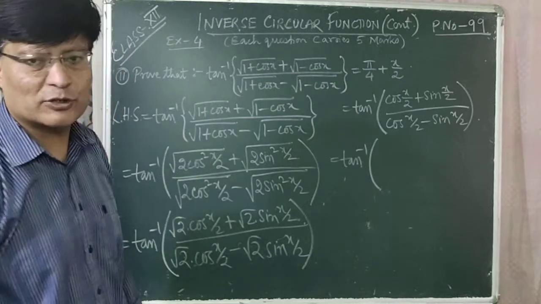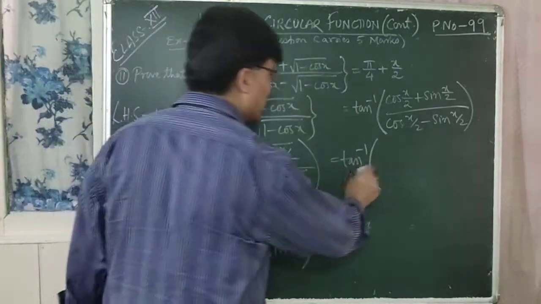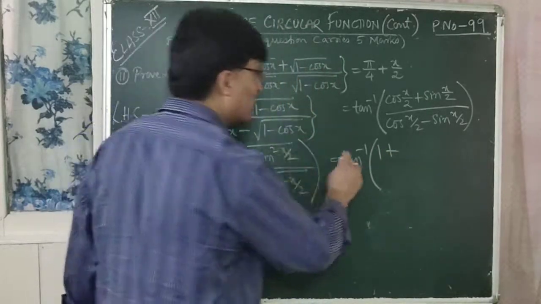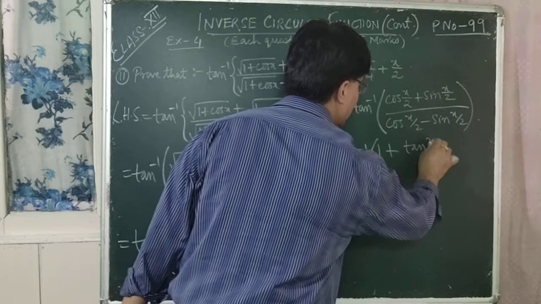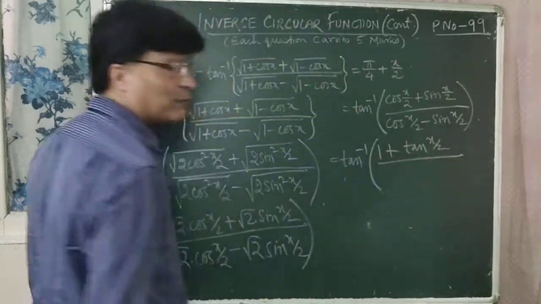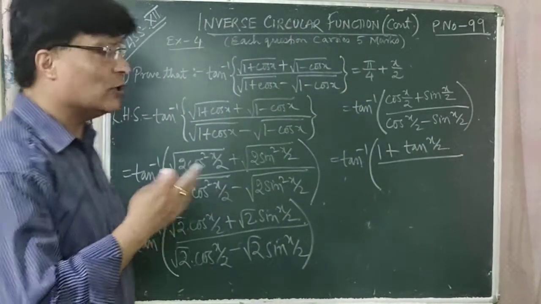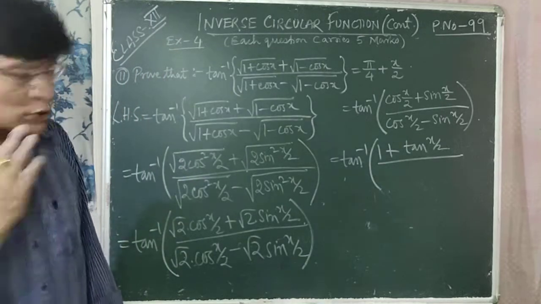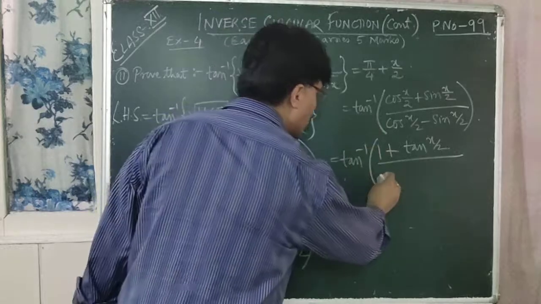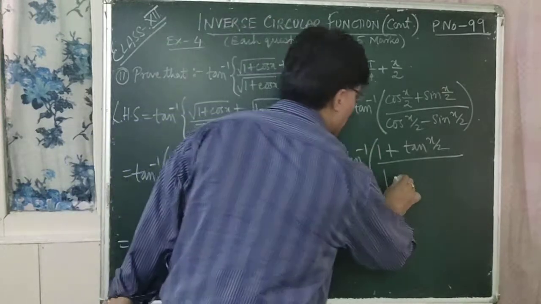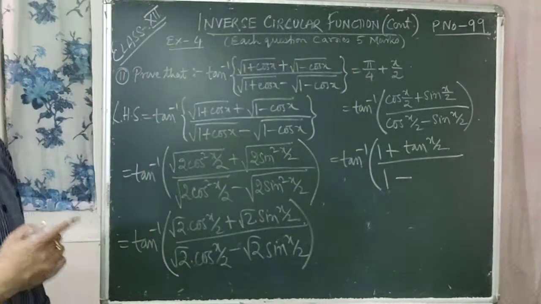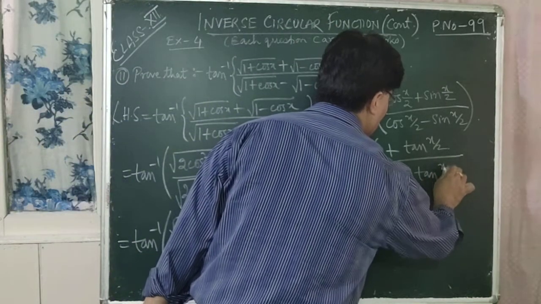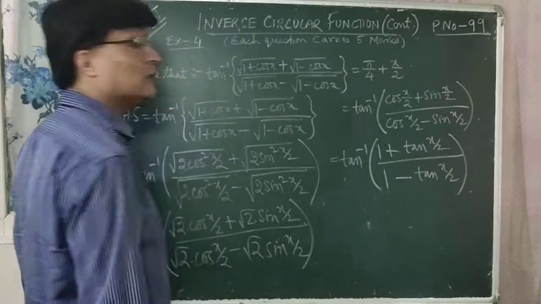And you can separate the term also. What is cos x by 2 divided by cos x by 2? 1 plus. What is sin x by 2 upon cos x by 2? It is tan x by 2, whole divided by. In the denominator also, the expression is divided by cos x by 2. So we can separate the term. What is cos x by 2 upon cos x by 2? 1 minus. And what about sin x by 2 upon cos x by 2? That is tan x by 2. So this is your tan x by 2.